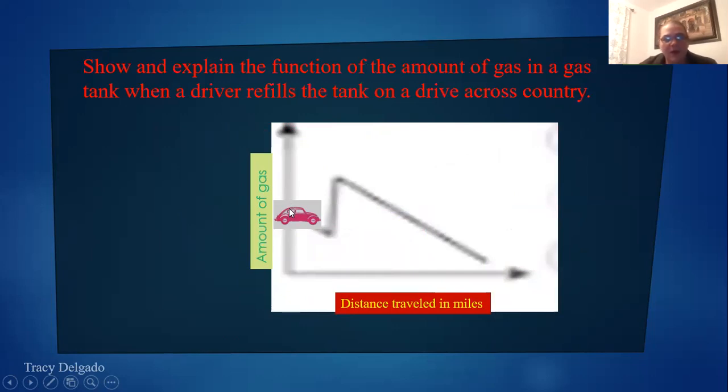When we start out, the car is not moving because we already have the gas in the car. We're not traveling anywhere, so we're not using anything. As we start driving, our amount of gas goes down and the distance goes up. And when we fill up here, our gas goes up, but the distance doesn't change. And then as we get on the road again, our amount of gas goes down, but our miles start going further because we are actually traveling.